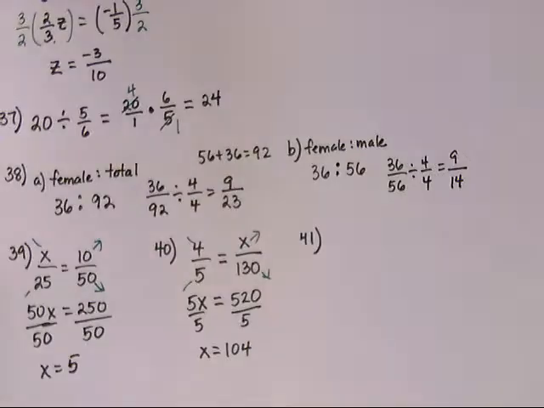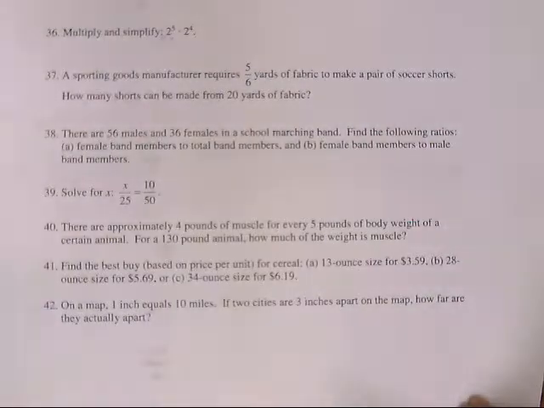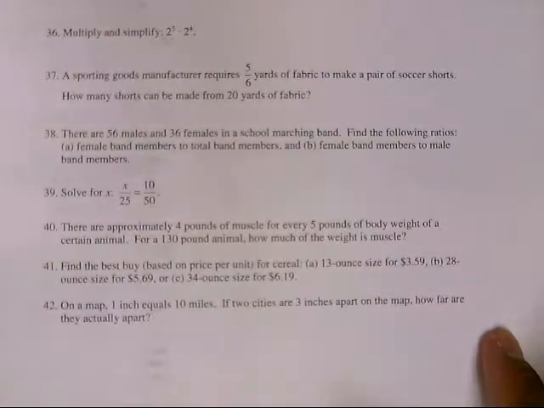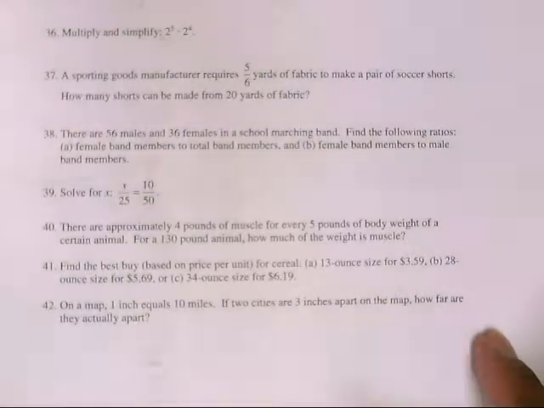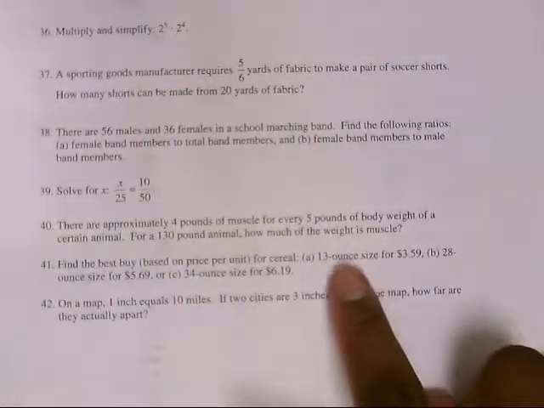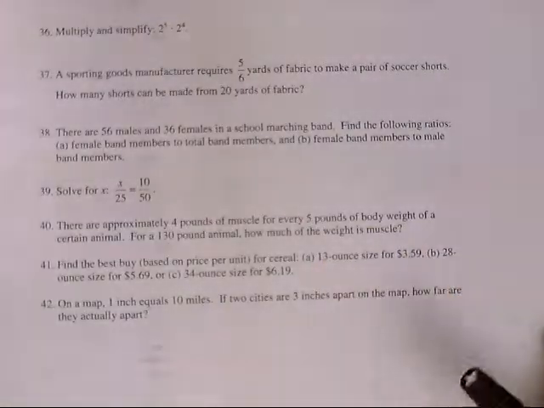Number 41. Find the best buy based on price per unit for cereal. Part A, well, a 13-ounce size for $3.59, 28-ounce size for $5.69, 34-ounce size for $6.19. Here we take the price, divide that by the number of ounces. That would give us the price per ounce.